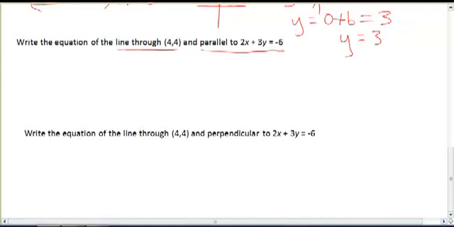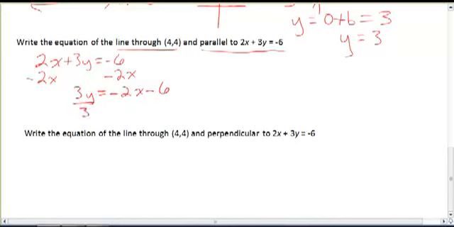So let's start there. Let's say 2x plus 3y equals -6, and I'm going to get this into slope-intercept form so that I can know what the slope is. Let me start by subtracting 2x. Remember, slope-intercept form means y is by itself. So now I have 3y equals -2x minus 6, because I moved that -2x over to the right side. Now, last step to get y by itself is I need to divide everything by 3.